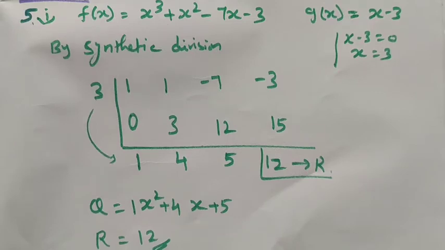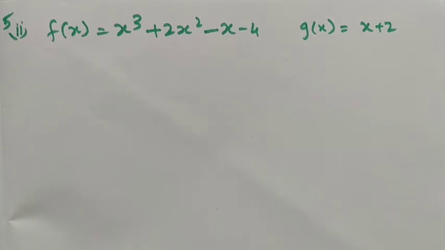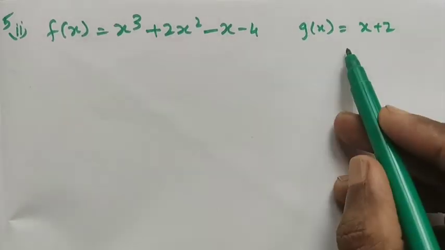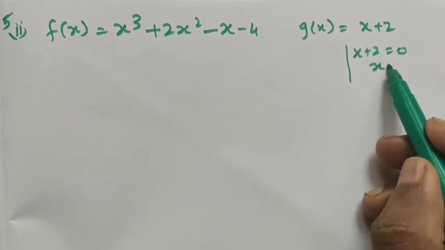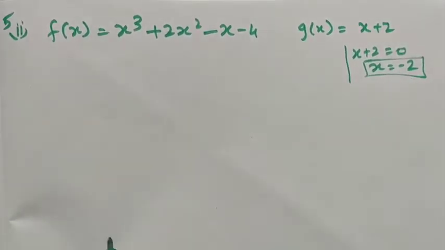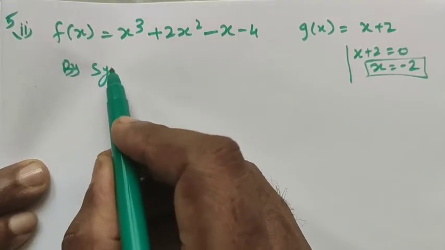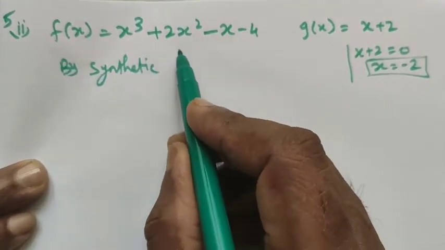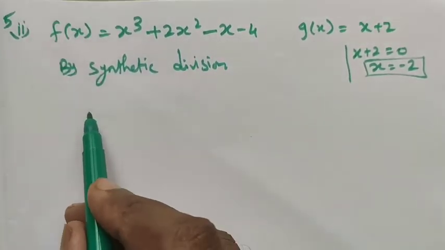Next we see the second Roman number. Here we have the second Roman number. The given terms we take as f of x and g of x. We want to find the zeros of g of x. x plus 2 equal to 0, then x is equal to minus 2. By synthetic division, the divisor is minus 2.